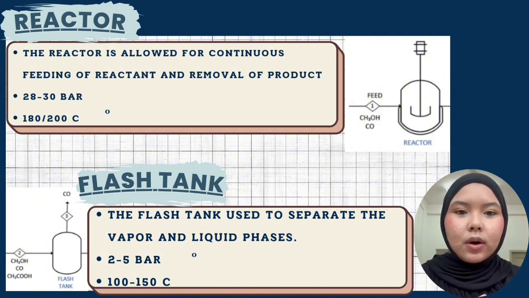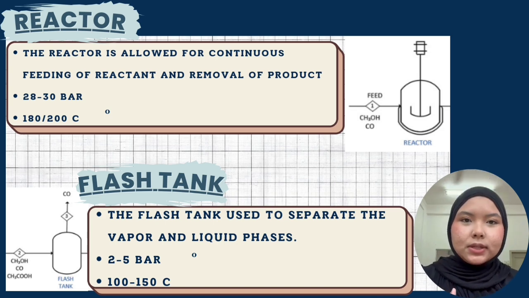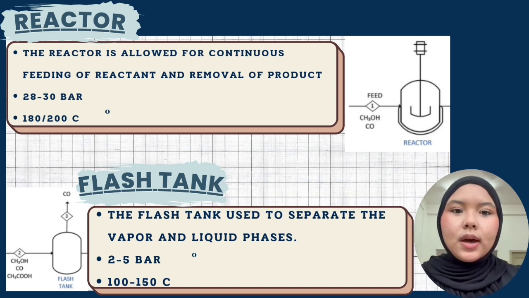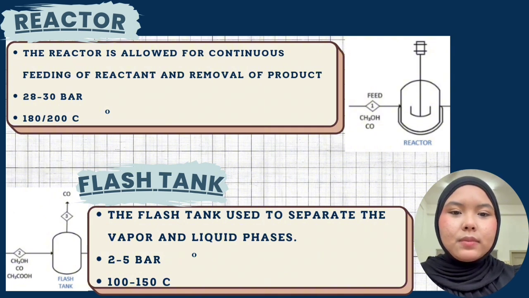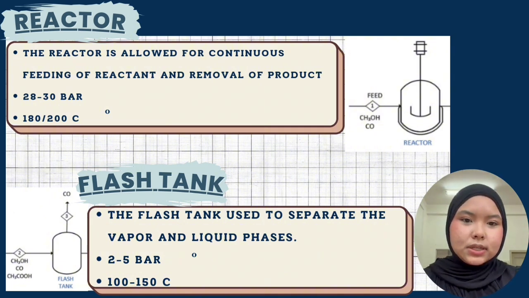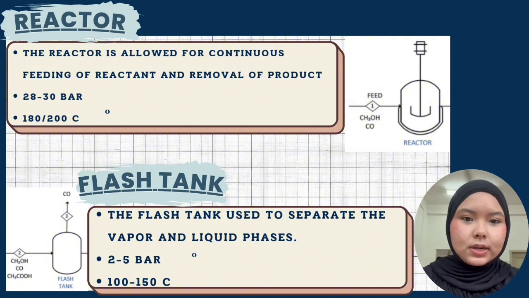For the reactor, methanol and carbon monoxide as our raw materials are fed into the reactor where they undergo a catalytic reaction to produce acetic acid as the primary product. The operating condition for the reactor is the pressure must be between 28 until 30 bar, and the temperature must be 180 until 200 degrees Celsius.